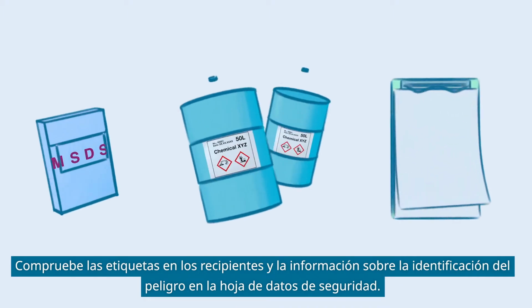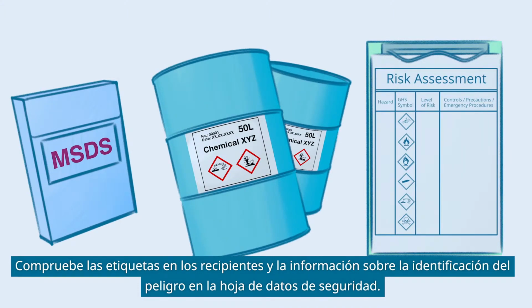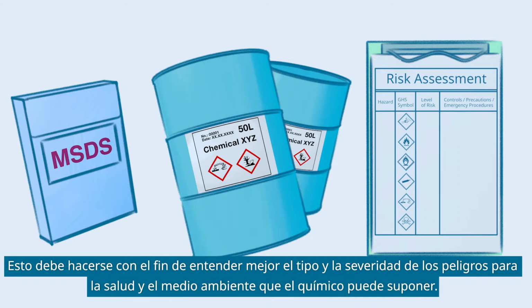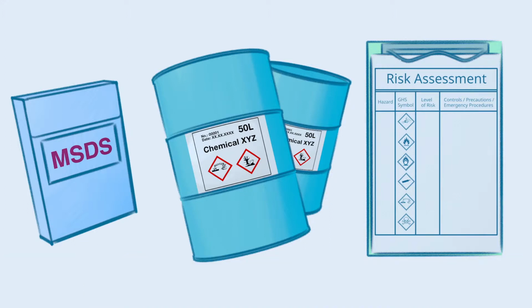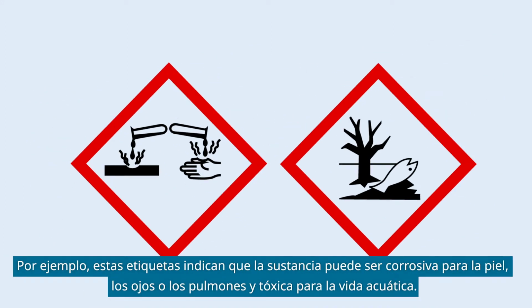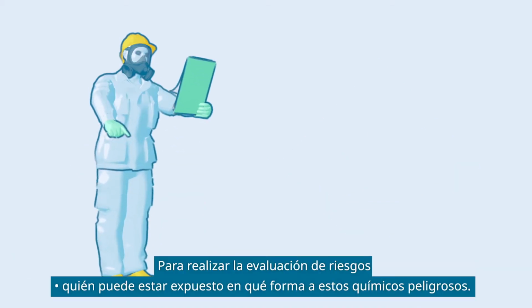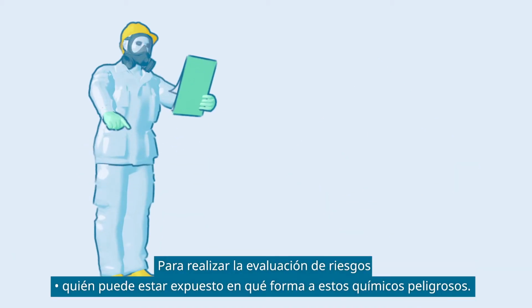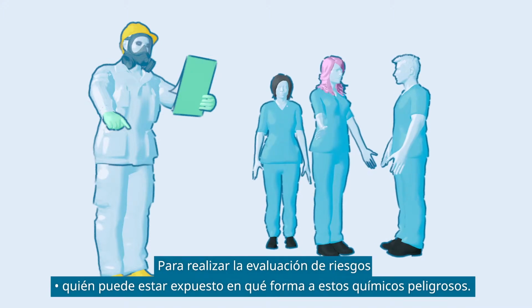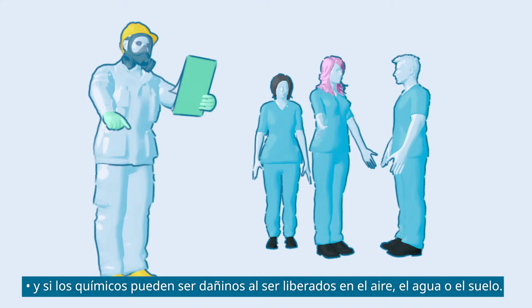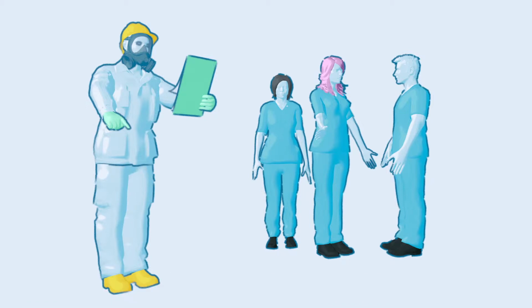Check the labels on the container and the information on hazard identification in the safety data sheet. This should be done in order to better understand the type and severity of hazards to health and environment that the chemical may pose. For example, these labels indicate that the substance may be corrosive to skin, eyes, or lungs and toxic to aquatic life. To conduct the risk assessment, check who may be exposed in which way to these hazardous chemicals, and whether the chemicals may do harm when being released into air, water, or soil.